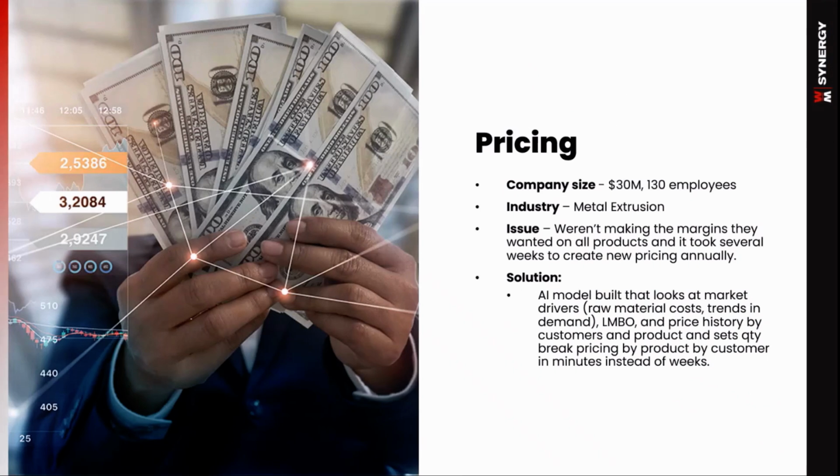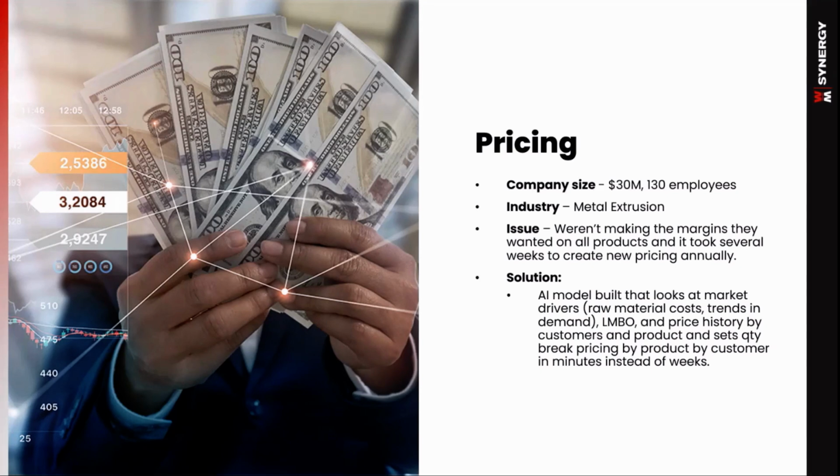Another example is pricing. We worked with a metal extrusion company that, one of their big issues is they had thousands or tens of thousands of SKUs or part IDs. And they weren't making the margins they wanted on all those products, right? So some of them were making higher margins than they expected. Some were making no margins at all, but they didn't have the data for the labor, material, burden, overhead cost to know what the margins were at first. Once they implemented the ERP, they did.